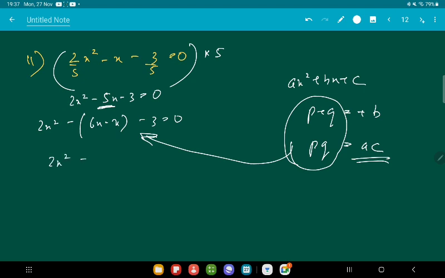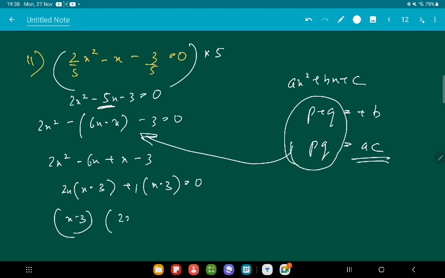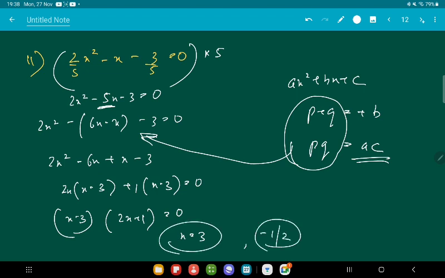So 2x square, when you take out the common part, minus 6x plus x minus 3 is equals to 0. 2x plus 1 is equals to 0. Once you solve it, you get x equal to 3 and minus 1 by 2. These are your factors, sir.